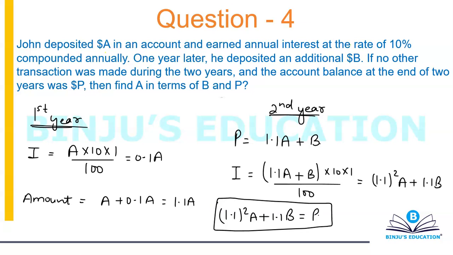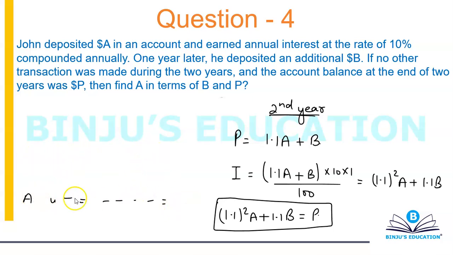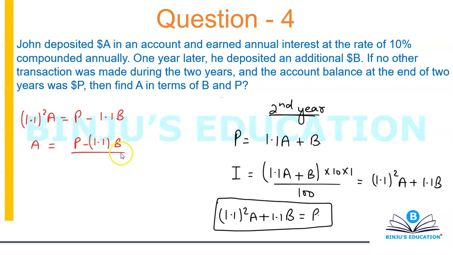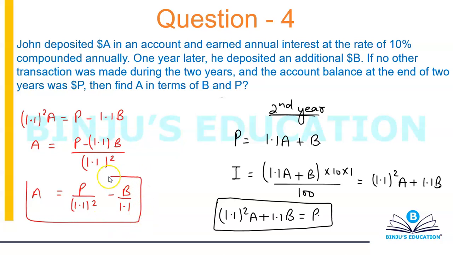Let's do that. So what can I do? I'm going to remove this first year's case. So I'm going to get that 1.1 square A is equal to P minus 1.1B, or A is equal to (P minus 1.1 into B) divided by 1.1 square. So this is equal to P divided by 1.1 square minus B divided by 1.1, and that's how you can find A in terms of P and B. And that's your answer to this question.